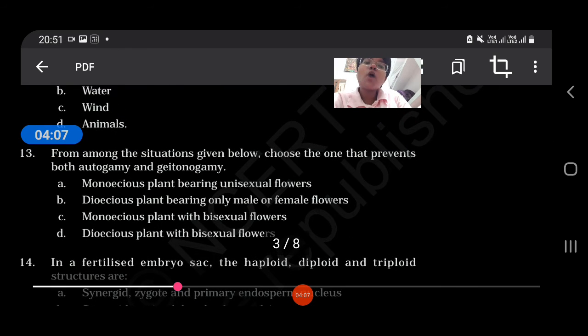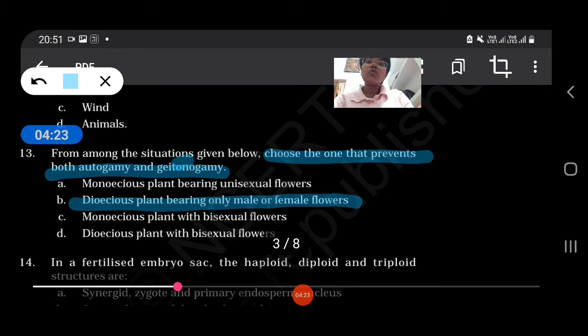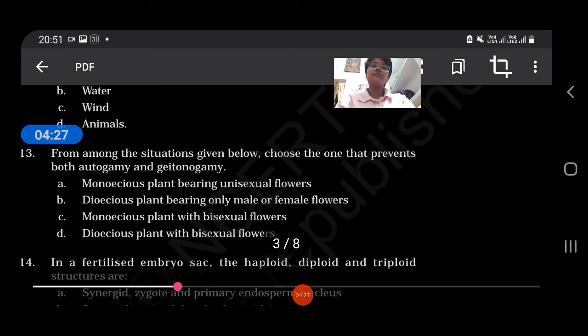From among the situations given below, choose the one that prevents both autogamy and geitonogamy. So the answer would be dioecious plant bearing only male and female flowers. Dioecious plants bearing only male or female flowers.